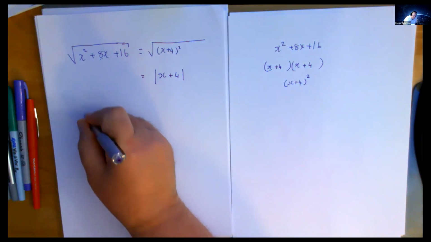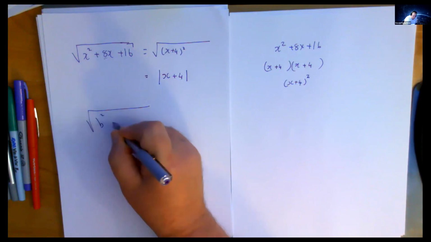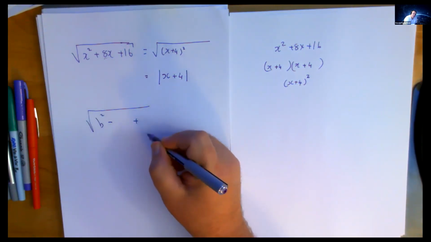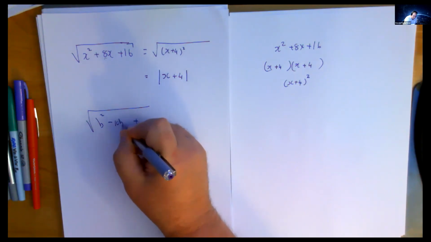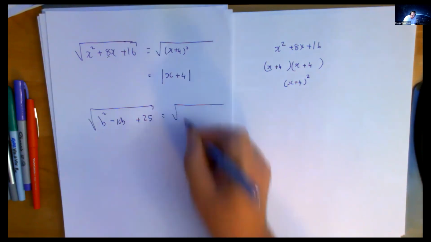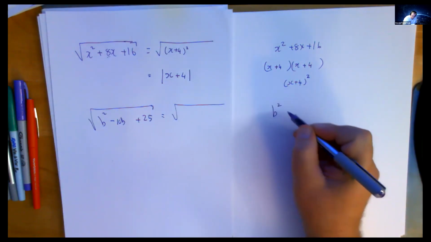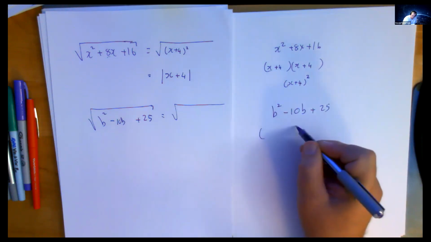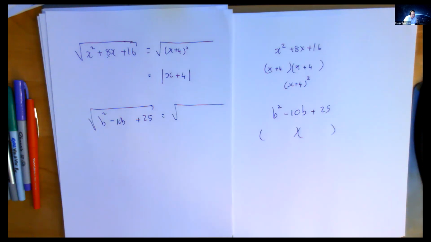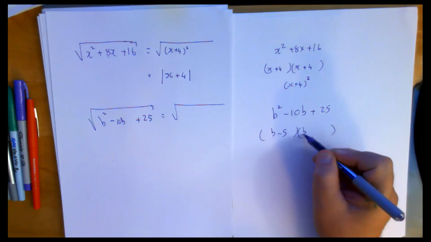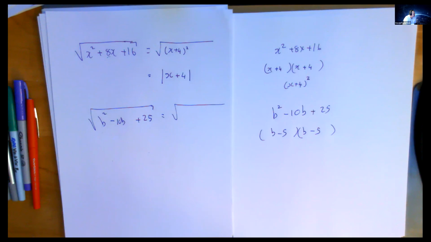What about the square root of b squared, I'm going to put a plus here, that's for sure. So I have a b squared, take away 10b, add 25. Anybody want to volunteer the factoring of this fella? Negative 5, minus 5. We all agree? Good notes.